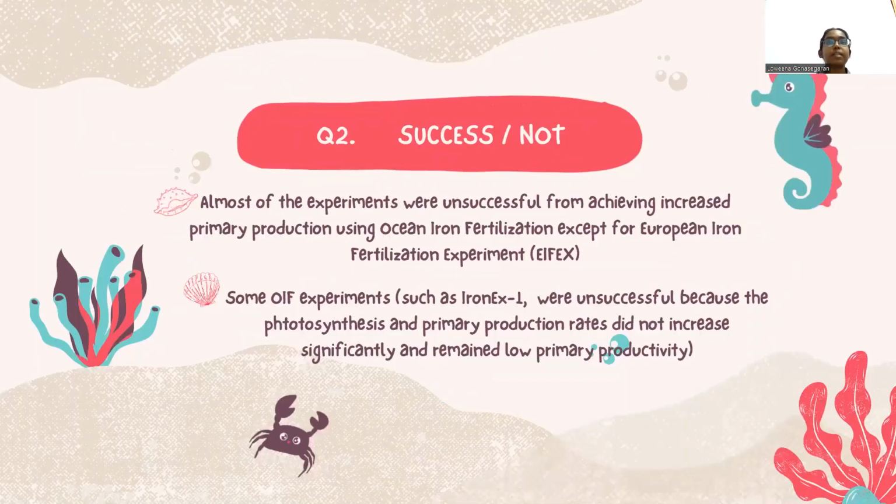So, are these experiments successful or not? Well, almost all of the experiments were unsuccessful in achieving increased primary production using ocean iron fertilization, except for the European iron fertilization experiment. Some of the OIF experiments, such as IRON-X1, were unsuccessful because the photosynthesis and primary production rates did not increase significantly and remained at low primary productivity.